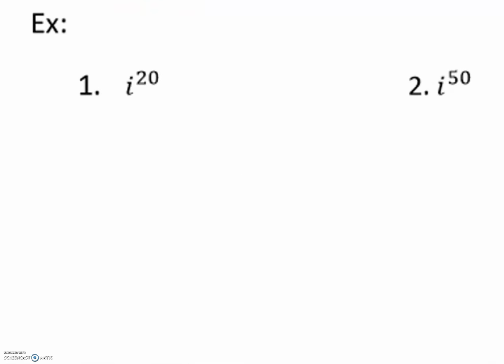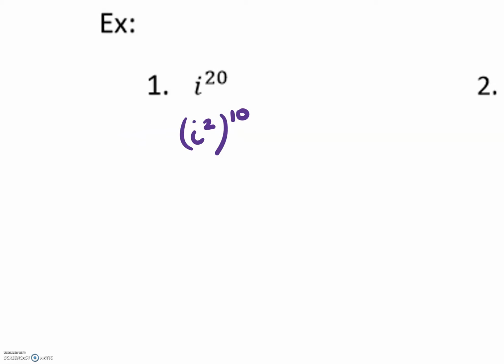So if I take a look at number 1, I have i to the 20th power. 20 is even, so I'm going to write it in terms of i squared. All I'm going to do is say, okay, what's half of 20? 10. Now the reason we're writing this in terms of i squared is because what does i squared equal? i squared equals negative 1. So now I can replace that i squared with negative 1. So we're going to say, what is negative 1 raised to the 10th power?